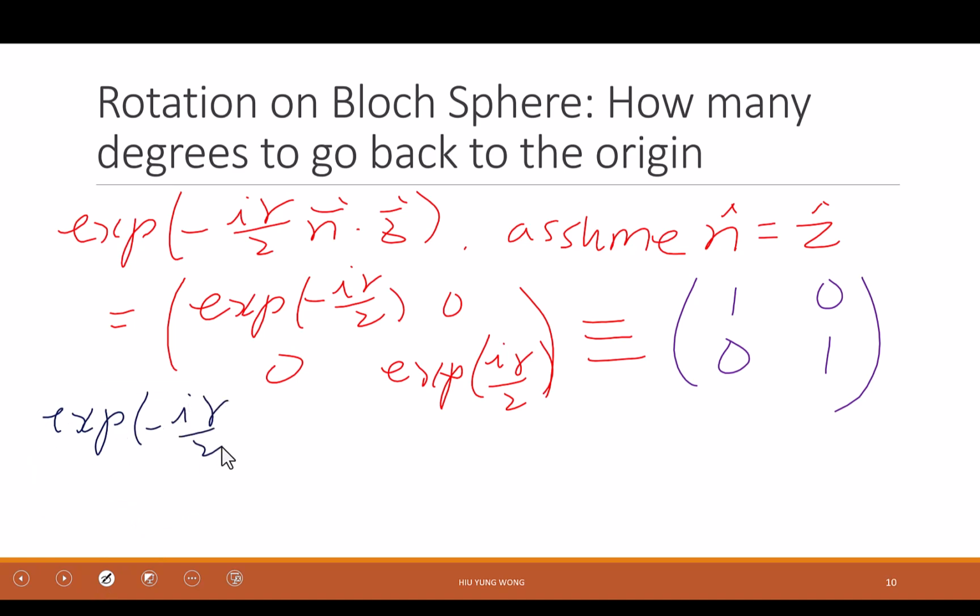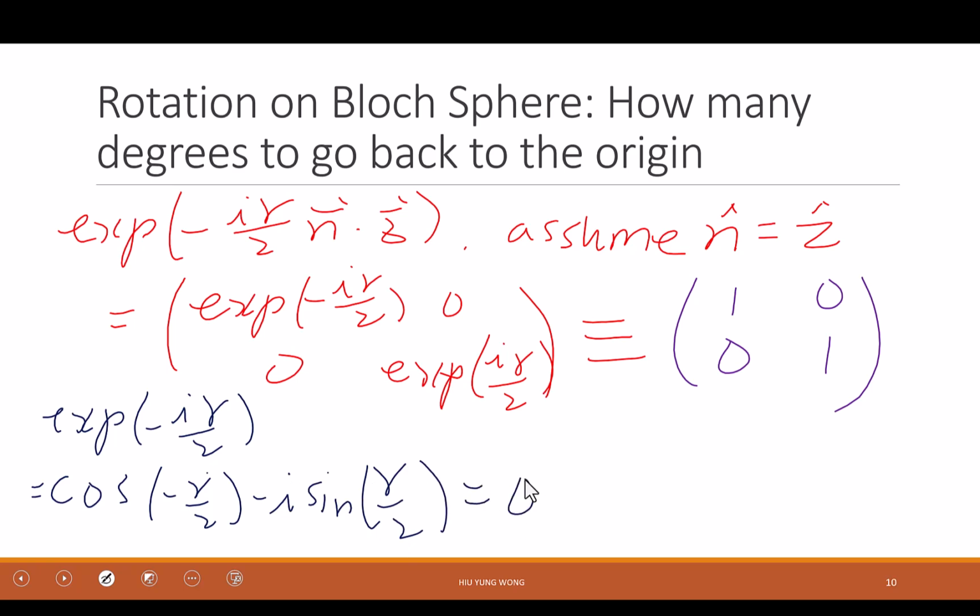So we basically think that, okay, if that is the case, then we need exponential negative i gamma divided by 2, which is cosine gamma divided by 2 minus i sine gamma divided by 2. I want this to equal 1. I need to choose a gamma so that this equals 1. If this equals 1, it means I don't have an imaginary part. How can I get no imaginary part? Well, gamma equal to 0 has no imaginary part.